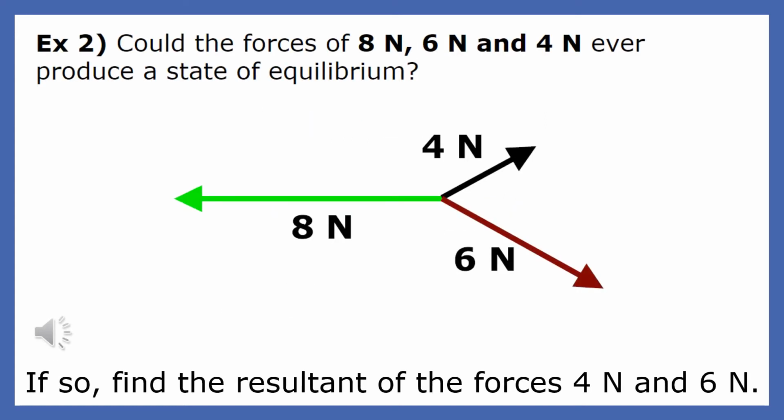When an object has 3 or more forces on it, it is not immediately obvious whether the forces could actually be arranged to produce a state of equilibrium or balance. For example, could the forces 4 newtons and 6 newtons ever be arranged to balance out a force of 8 newtons? I'll give you a hint. If 4 and 6 newtons could balance 8 newtons, what would the resultant have to be?